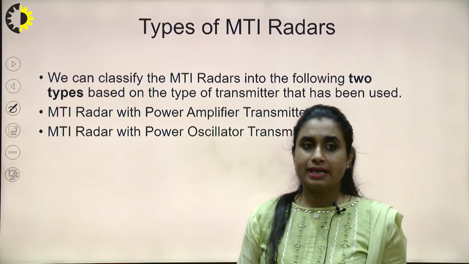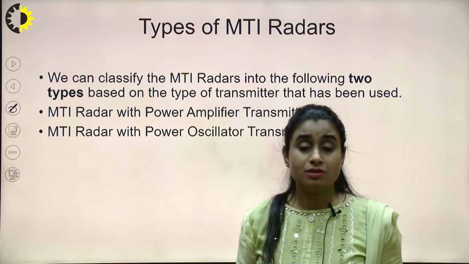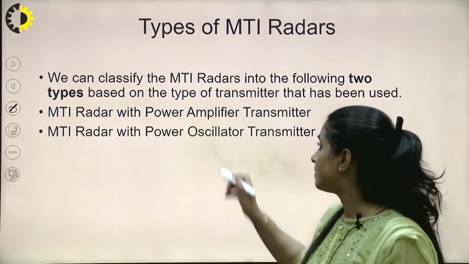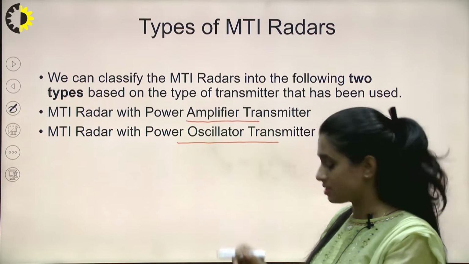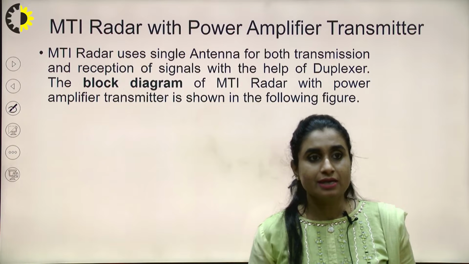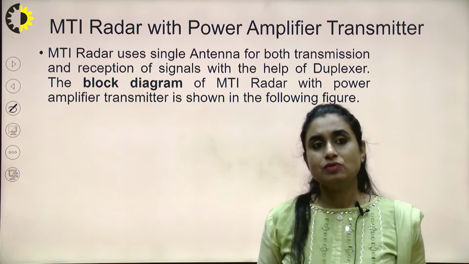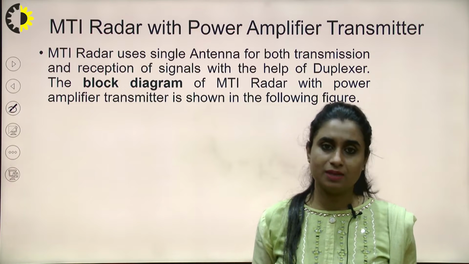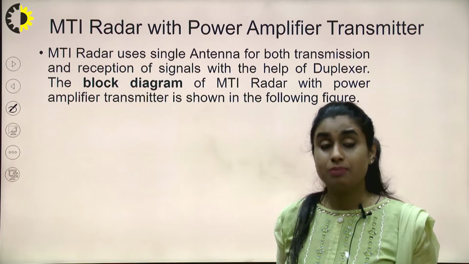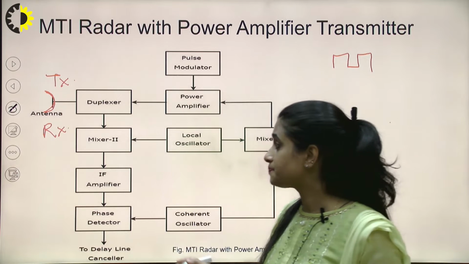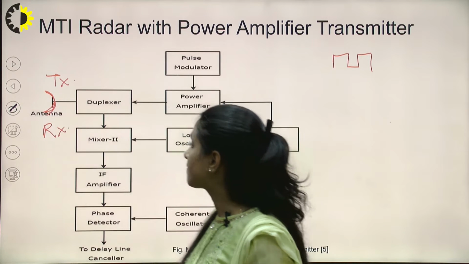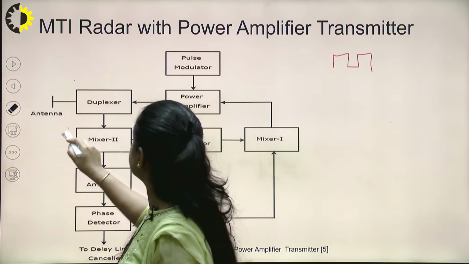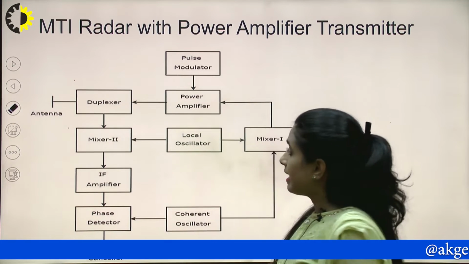Moving target indicators can be classified based on the type of transmitter they use. Either it could use a power amplifier transmitter or it could use a power oscillator transmitter, right? If my radar system uses a single antenna for both transmission and reception, then it has to be enabled with a duplexer. That is a well-known truth. So let's see the block diagram of my MTI radar.